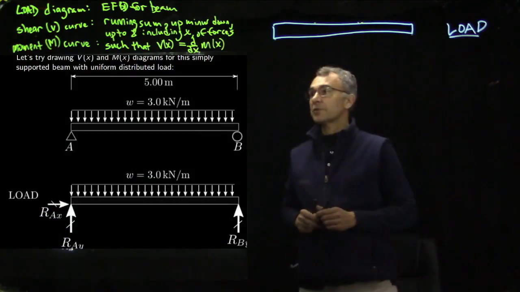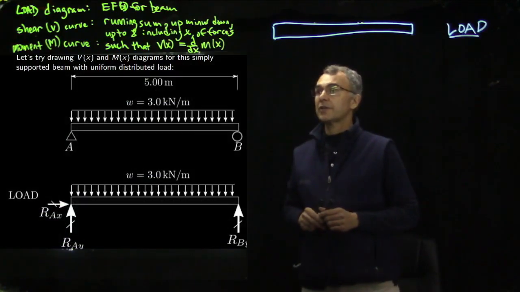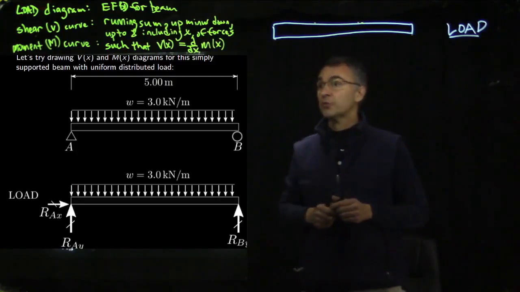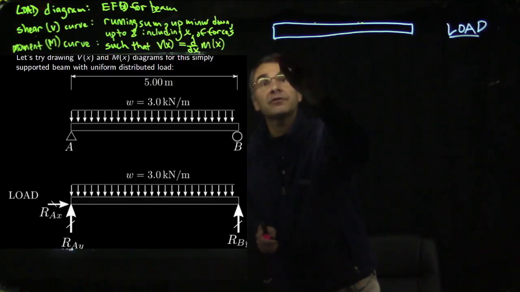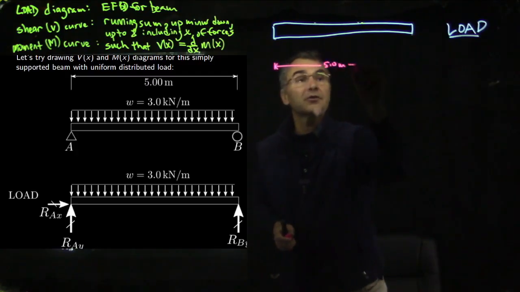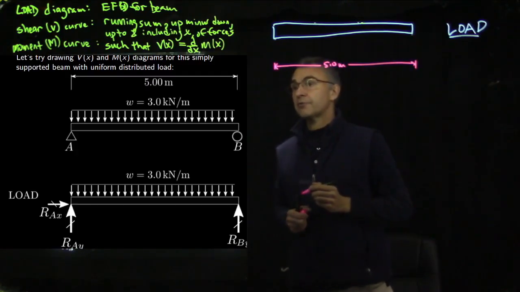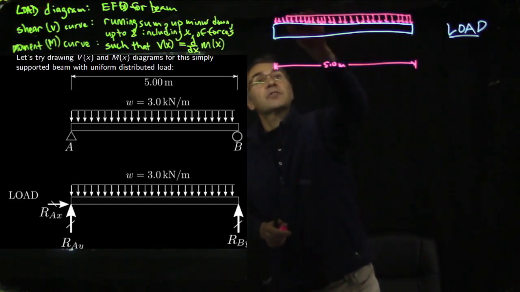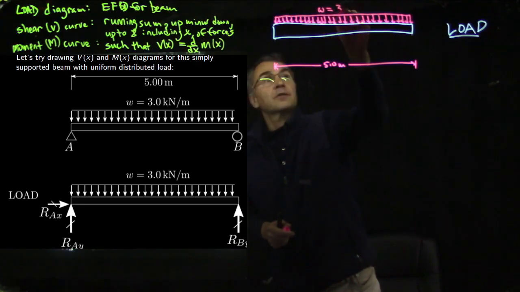Okay, for our next example, let's try drawing the shear and moment diagrams for this simply supported beam which has a uniform distributed load. We haven't done that before. There's a 5 meter length of this beam, so the entire length is 5.0 meters. And then we have a uniform distributed load of 3 kilonewtons per meter. Here we'll just draw this huge number of little arrows, then enclose it with this shape and say W equals 3.0 kilonewtons per meter.